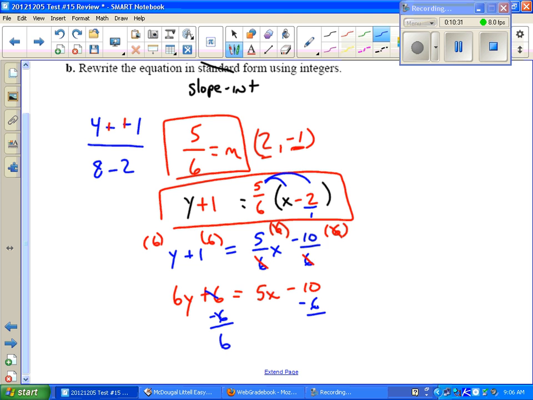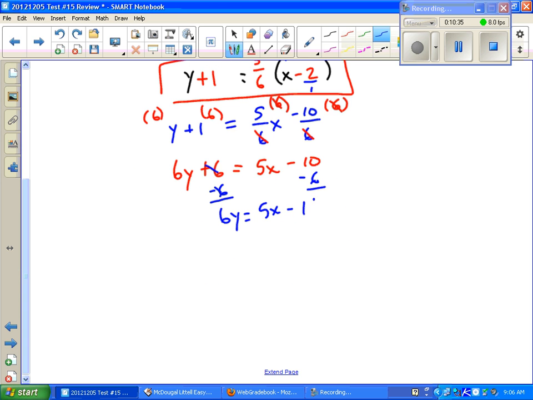These will cancel and leave you with 6y equals 5x. Negative 10 minus 6 is negative 16. Get rid of multiply by 6 by dividing by 6. You divide the left by 6, you need to divide the right by 6. Notice it came right back. And you divide that by 6.